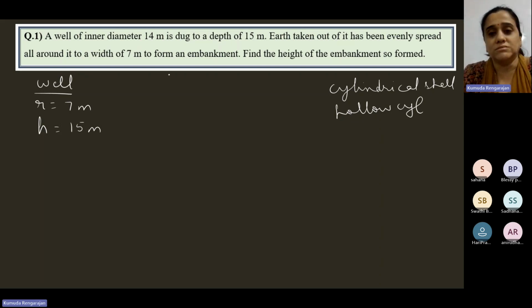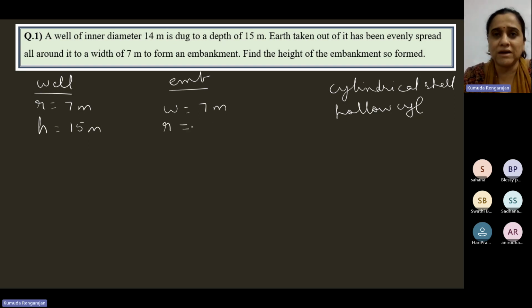Okay, now the earth is used to build the embankment around the well. We don't know the height of the embankment. That's what we have to find. So given this information, we have to find the height of the embankment. We also know for the embankment, the thickness of the wall is 7 meters. The internal radius of the embankment will be equal to this one, 7 meters. The external radius will be R plus W, the internal radius plus the thickness. So 7 plus 7, 14 meters.